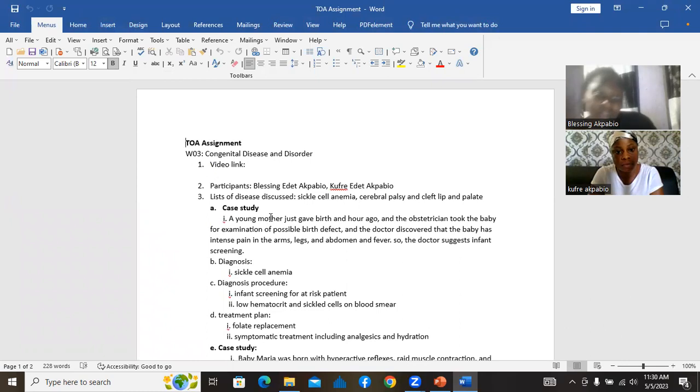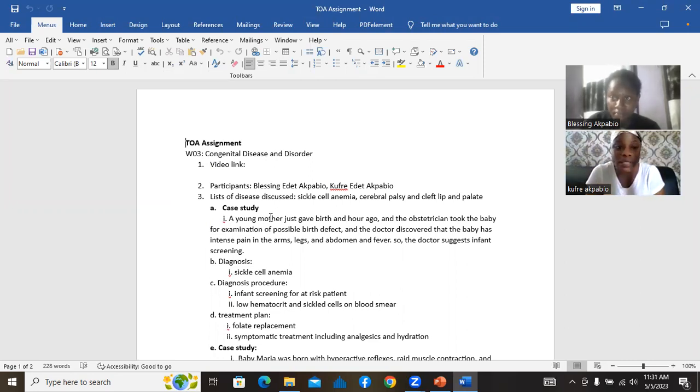It says, a young mother just gave birth an hour ago, and the obstetrician took the baby for examination of possible birth defects, and the doctor discovered that the baby has intense pain in the arms, legs, and abdomen, and also has fever. So the doctor suggested infant screening. So, what would you think is the diagnosis?